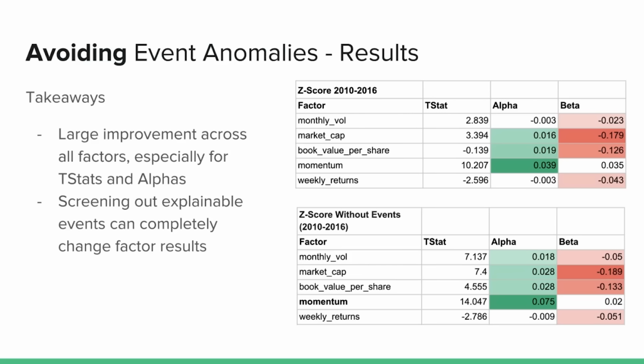I want to just focus on the momentum factor, and that's because we're doing a very univariate approach to this whole event anomalies. And we notice that screening out these explainable events can really drastically change our factor results for the better or for the worse.